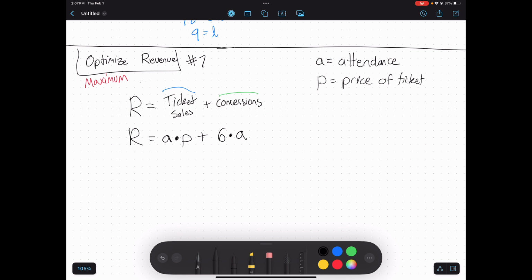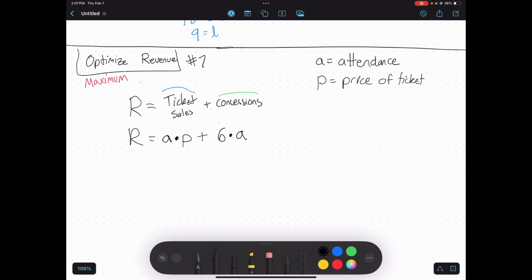Okay. So pretty similar, right? It's $6 per person at concessions, and for ticket sales, it's the price of the ticket per person. The difference is I don't know what I'm charging for my tickets yet. I do know what I'm raking in for concessions, but I don't know the price that I'm setting for my tickets. So what does this leave me with? This leaves me with an equation that I can optimize that's in terms of 2 different variables. So how do I get this in terms of only one variable? I need a constraint.